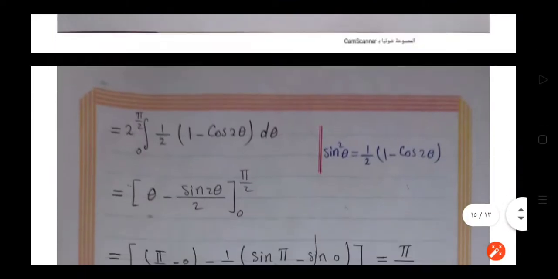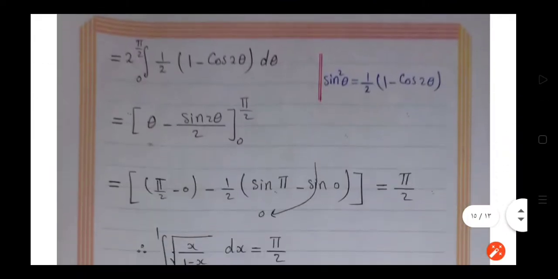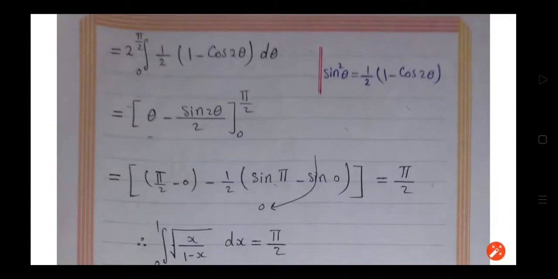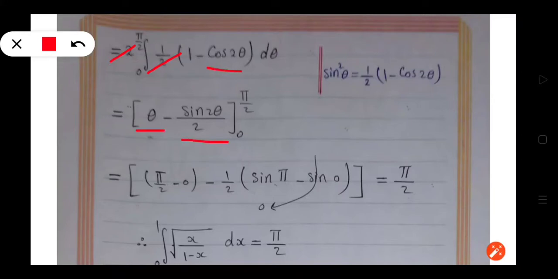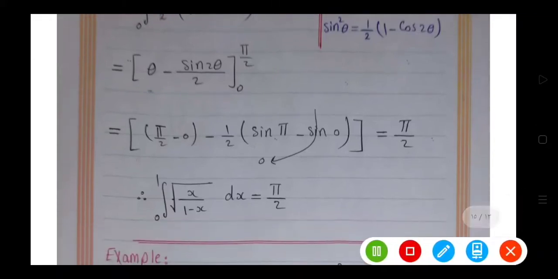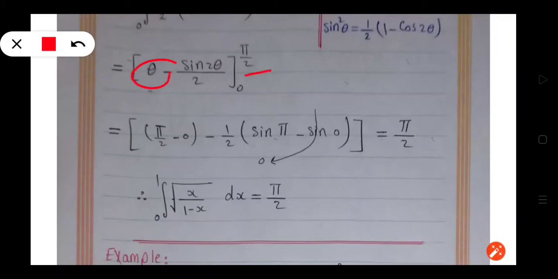So we write sine squared theta equal 1 over 2 times 1 minus cosine 2 theta. Now we can cancel 2 by 2. Integration for 1 is theta, and for cosine 2 theta it's equal sine 2 theta over the derivative of the function, it's 2, from 0 to pi over 2. For theta, from 0 to pi over 2, it's equal pi over 2 minus 0.